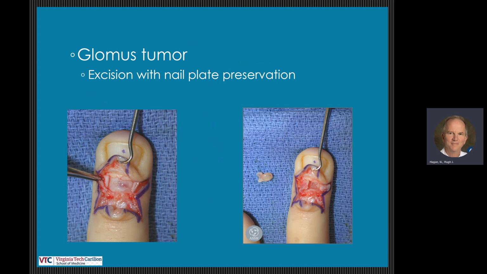Here's an example of a procedure preserving the nail plate with a glomus tumor under the germinal nail matrix, elevating a distally based flap that incorporates the epinecium. And the appearance of the tumor on the right side of the photograph is very characteristic. It's shiny, sort of like a pearl, very well circumscribed.